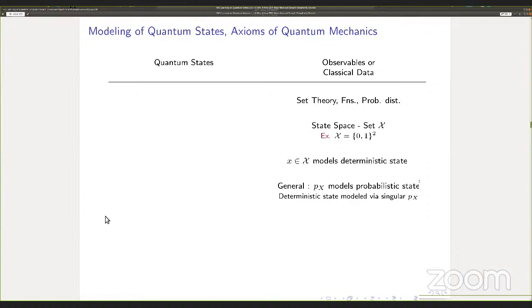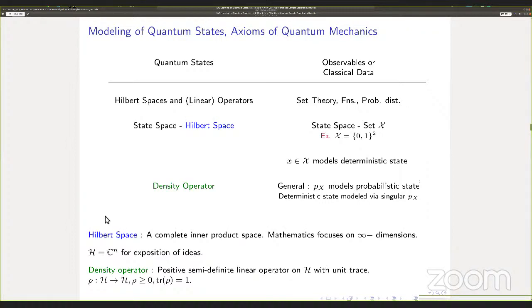What happens in quantum? The state space of a register, the state space of a prepared quantum particle, is what is called a Hilbert space. What is a Hilbert space? No big deal, just a complete inner product space. If you look at it from a mathematical point of view, they focus on infinite dimensions, but all of the ideas can be understood through just C^n. So think of this as a complete inner product space on the complex field. If you are comfortable with the real field, you can just look at it from the real field also. It's totally fine.